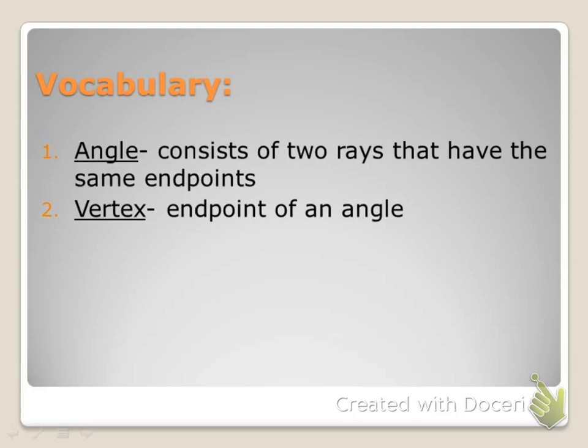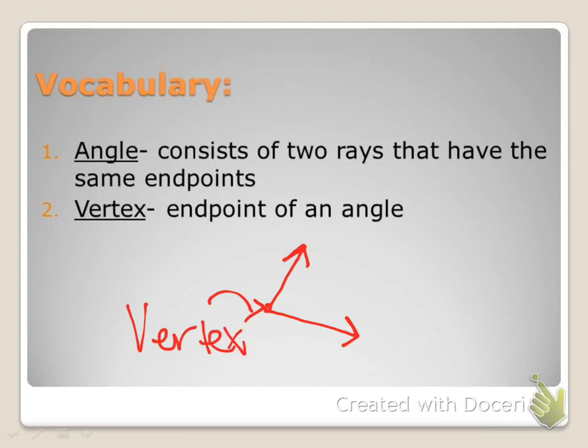All right, so our first vocabulary word today is angle. An angle consists of two rays that have the same endpoints. So you have a ray going this way and a ray going another way. That is an angle. The place where those rays meet, where their endpoints touch, that is the vertex of the angle. Do we have to draw that? I would definitely draw that, yes. That'll be helpful.